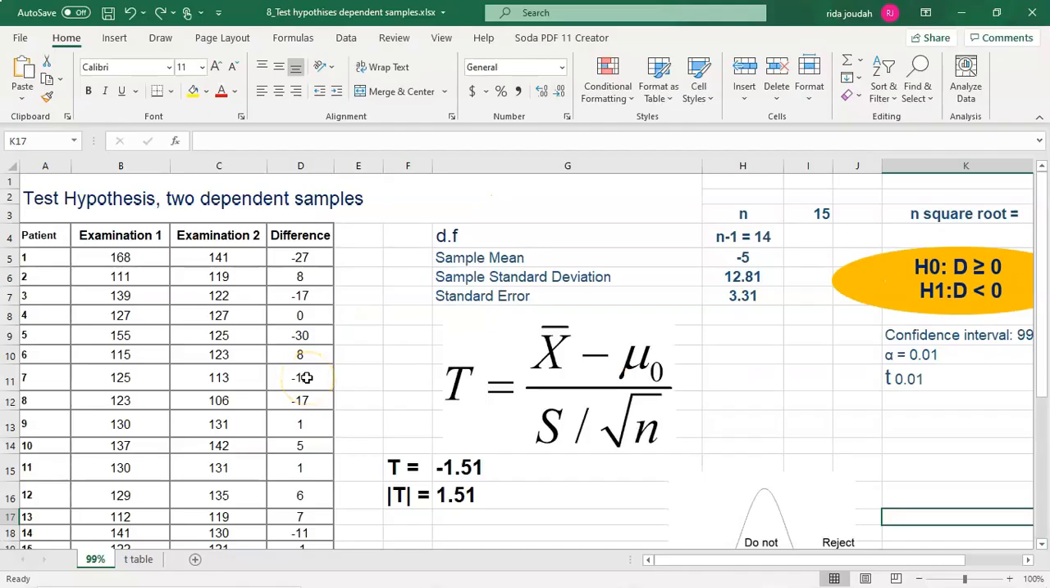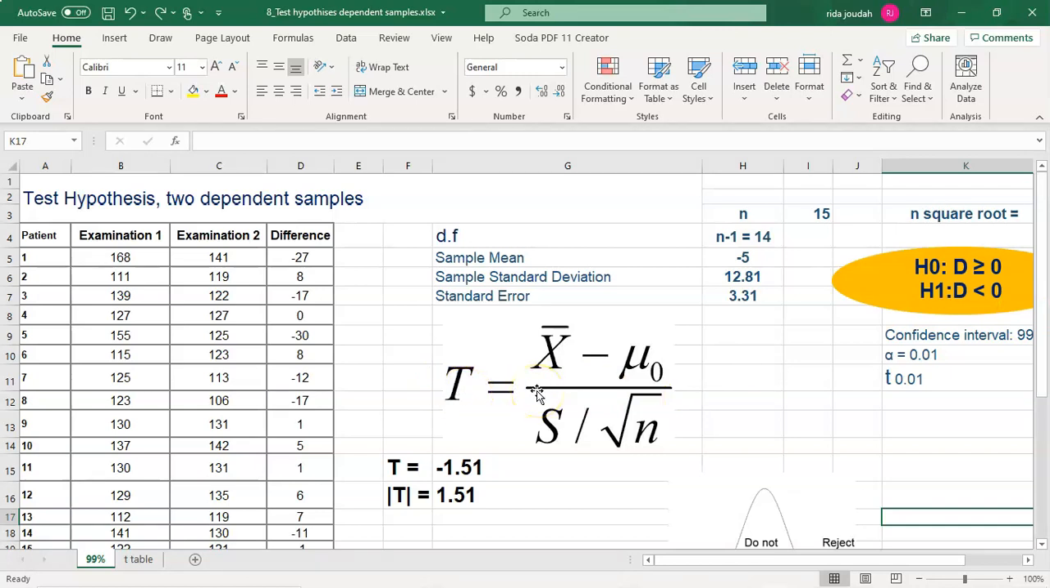We have 15 observations, about 15 patients. In examination 1, we took the blood pressure for these 15 patients before taking the medicine. And after that, in examination 2, we took the blood pressure after taking the medicine. And here is the difference. And because we have only 15 observations, which is less than 30, we need to use the t-distribution test.